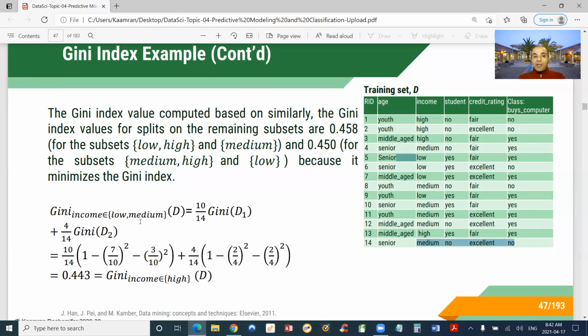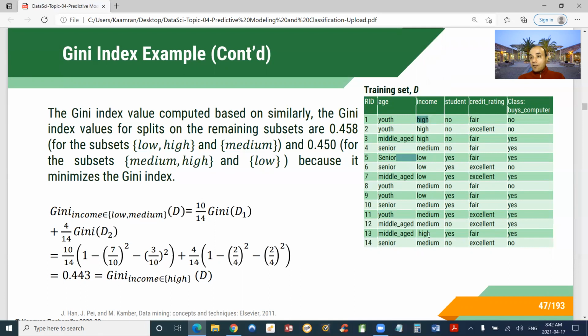D2 is going to be the complementary parts of low and medium. And D2 is going to be the high case. The high case, I have 1 high here, 1 high here, one high here, 3 highs, and 1 high here. So I have 4 highs. So low and medium in one basket, high is another basket, okay?